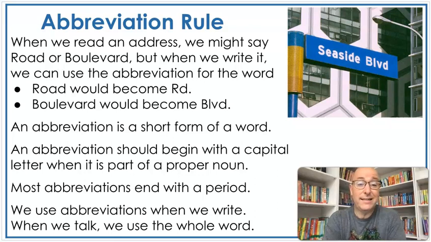An abbreviation is a short form of a word. An abbreviation should begin with a capital letter when it's part of a proper noun. So if you're just saying the word road, that wouldn't be capital. But if I'm saying Center Road, and that's the name of it, then you would capitalize at that point in time. Most abbreviations end with a period. Most does not mean all. Some of the ones today don't have periods for every word, and you'll see that.